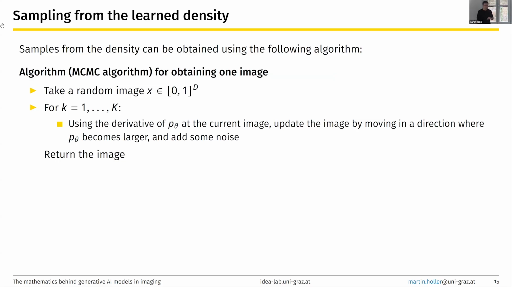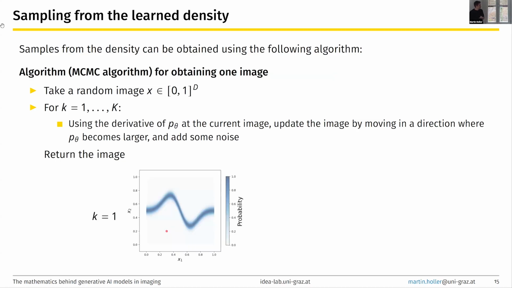And I do this a certain number of times, and then I return the image. So we can try to visualize this. Basically, I initialize randomly, but instead of looking now at the probability at this point, I just look at how the probability changes if I move around a bit. And then I move in the direction where the probability becomes larger.